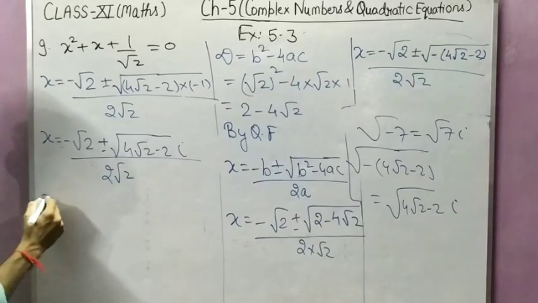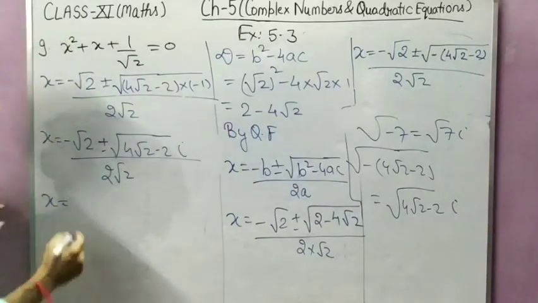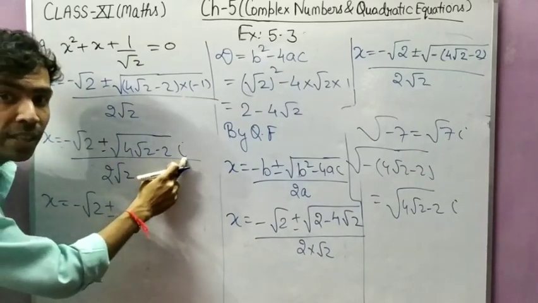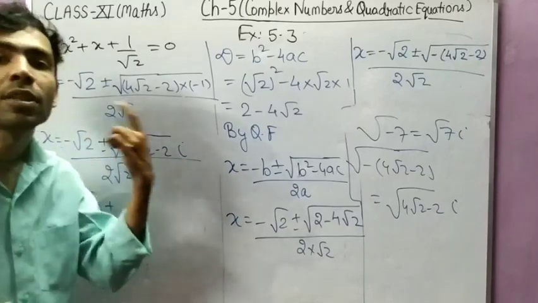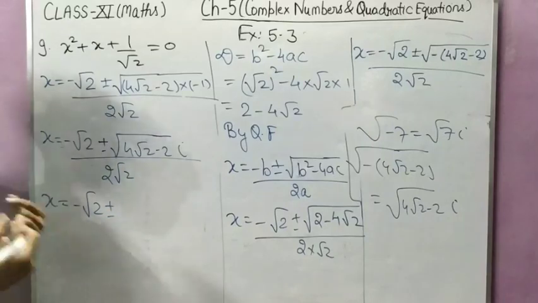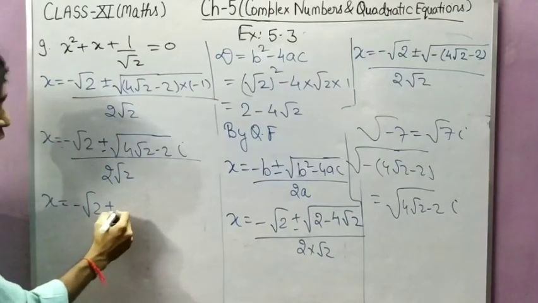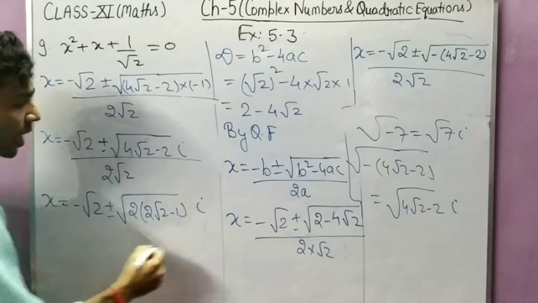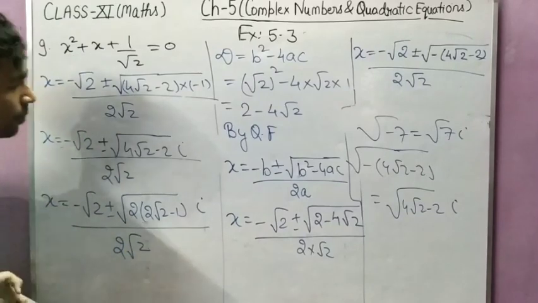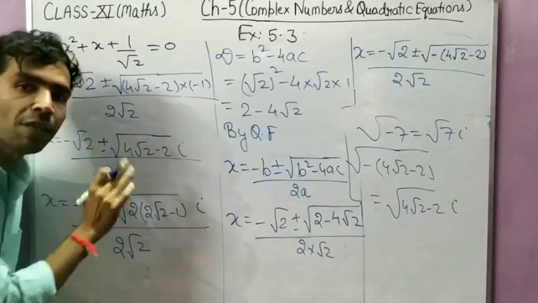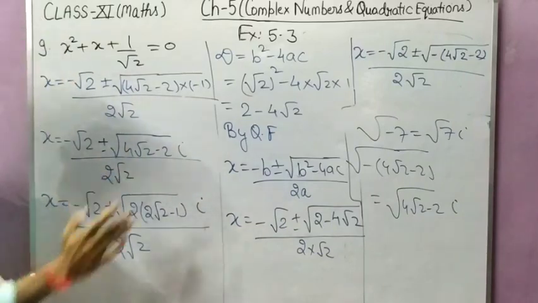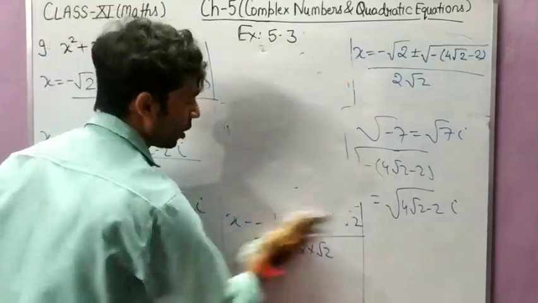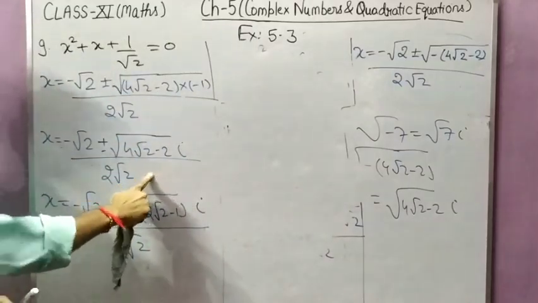You can write your answer up to this only: minus root 2 plus minus, and between these two, students, this i is always outside the under root sign. When I simplify more, in these two I can take 2 common, so it will come 2 root 2 minus 1, and outside i upon 2 root 2. You can leave the answer up to here also, students, that will also be correct. I simplify because I find it easy, but otherwise you can solve up to this only. If you write up to here, you will still get full marks.